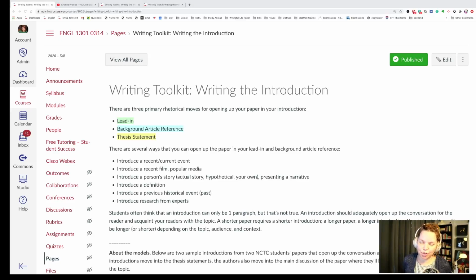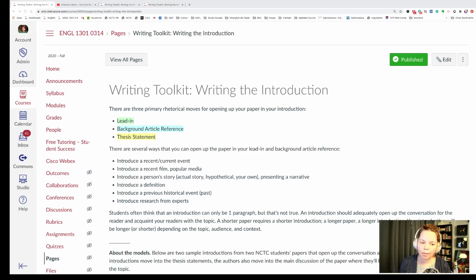So let's talk about your introduction. Typically there are three common rhetorical moves that we make when writing an introduction in an academic paper. We lead into the conversation, we often provide background article references, and then we include a thesis statement.